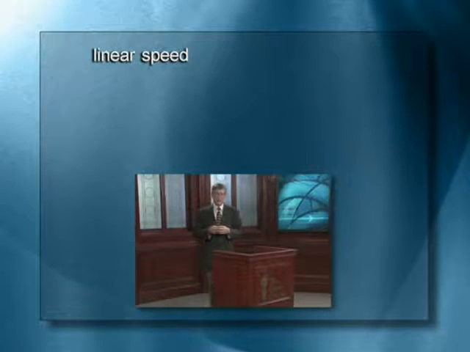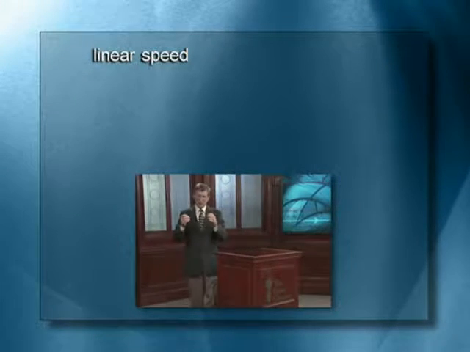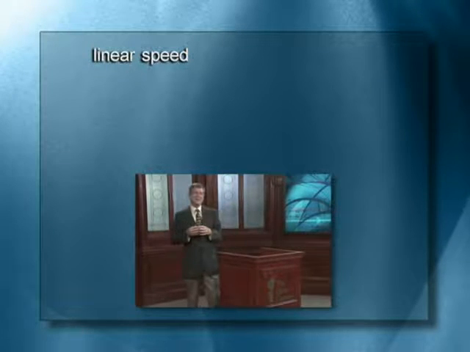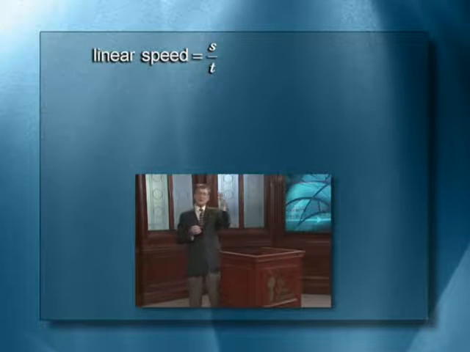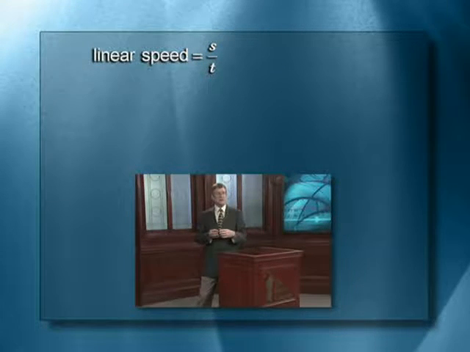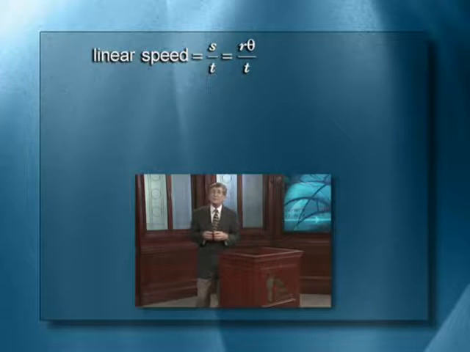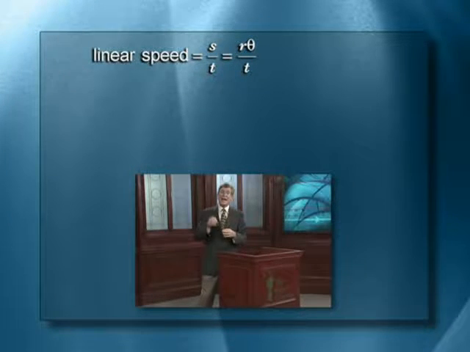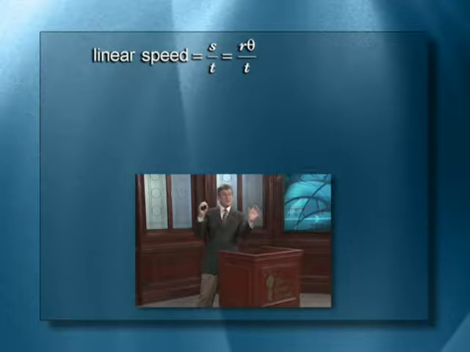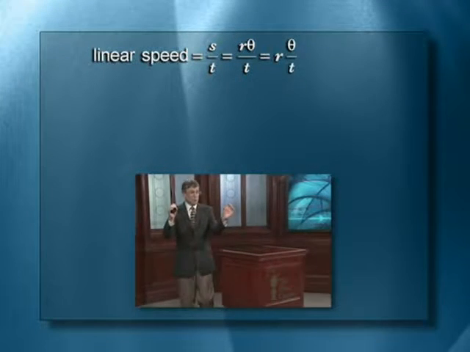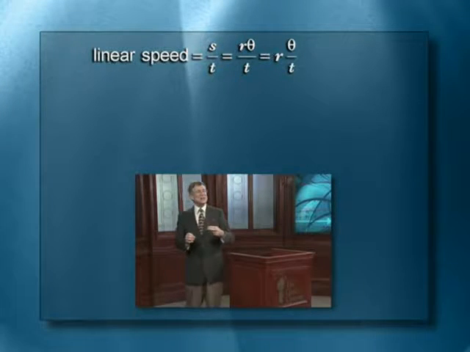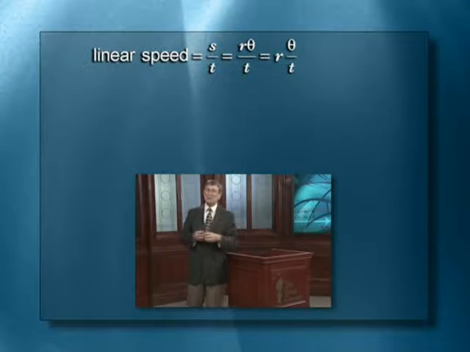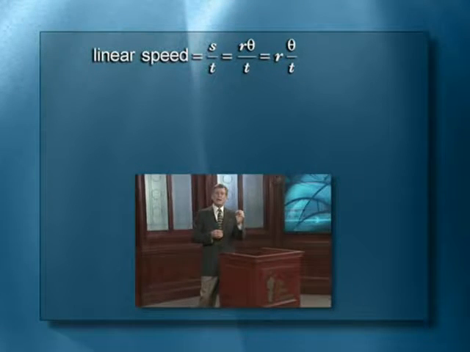On to the second problem. What's the linear speed? What does the speedometer show on the edge of the tire? Okay, well, linear speed is s over t, the change in distance s divided by time, but s is r theta. Remember our formula, s equals r theta? And theta over t, if I factor the r out, I get r times theta over t. And we just calculated theta over t. That was the angular speed. So it's r times the angular speed.